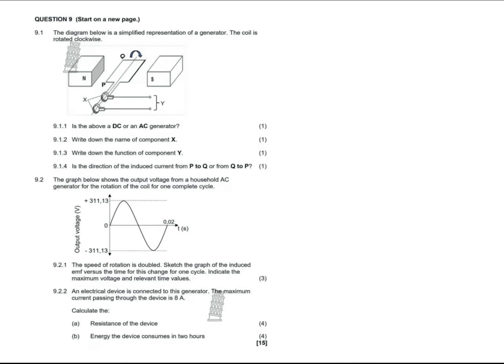All right, so we still have another question 9. It says the diagram below is a simplified representation of a generator. The coil is rotated clockwise. Then they say, is the above a DC or an AC generator? Looking at this, we can see that these are what? Slip rings. So with the slip rings, we have to say this is an AC generator.